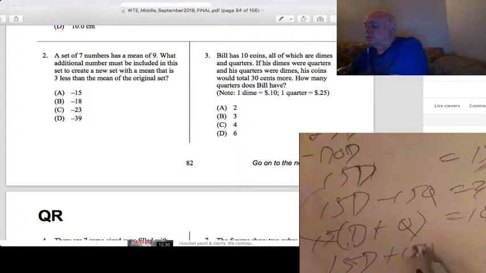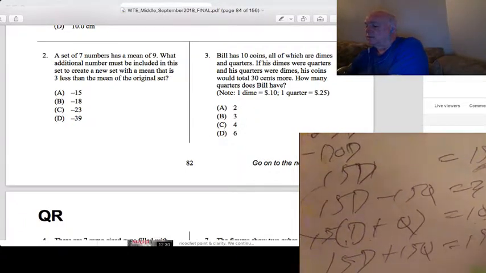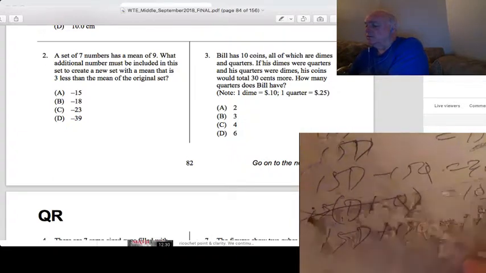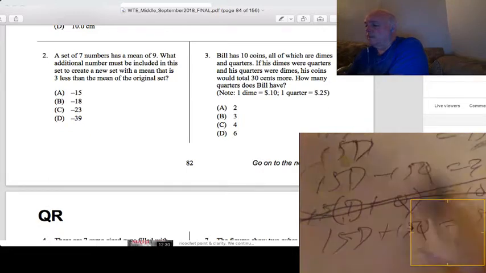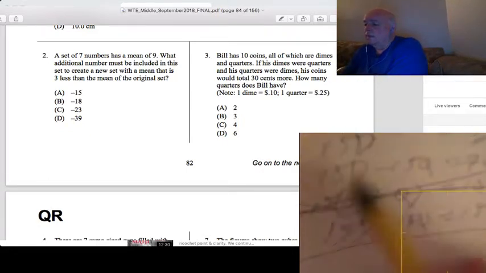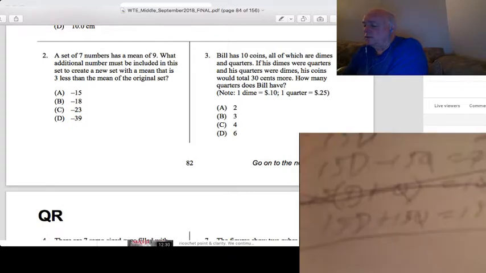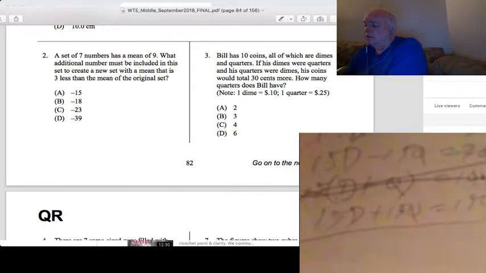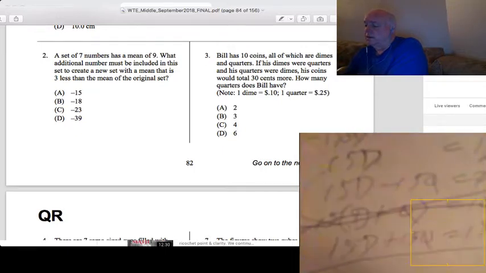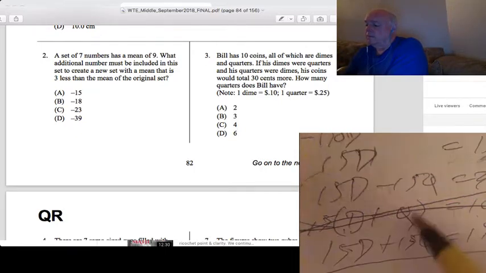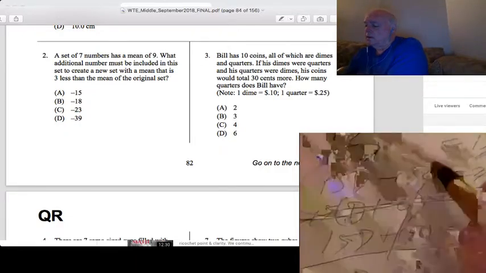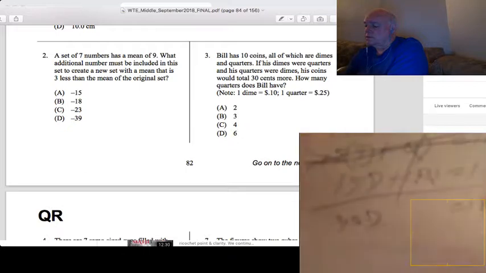If we basically get rid of this line, now we have this and this. If we draw a line under here and add them together, we have 15D plus 15D is 30D, minus 15Q plus 15Q is 0, so that cancels out, equals 180. Divide both sides by 30, and we get D equals 6.